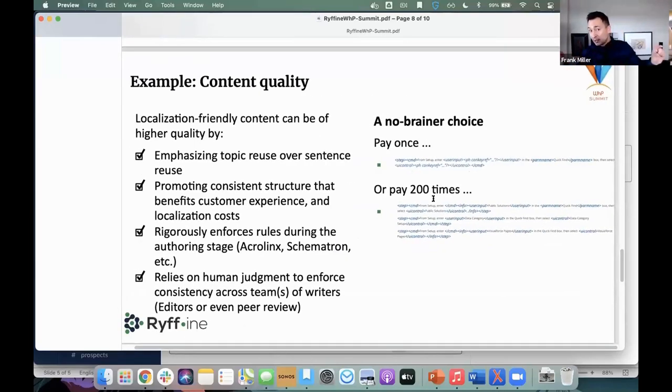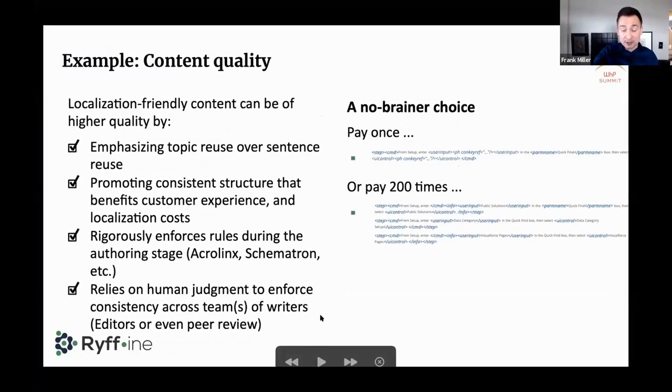Let's spend the time to design these pieces of content so that they are reusable, so that they maximize our consistency. If you maximize your consistency, you're going to maximize your customer satisfaction. You're going to maximize your accuracy. You're going to maximize your quality, and then you're going to minimize your costs. That is a no-brainer, but it does take work.